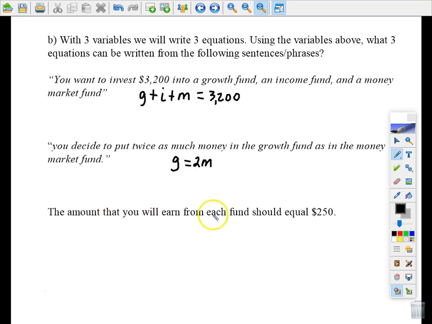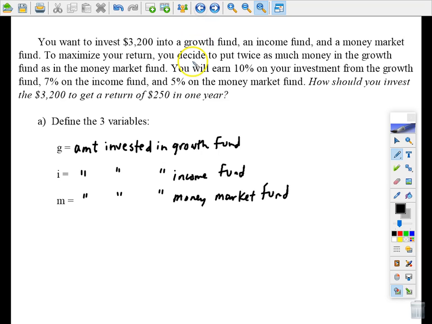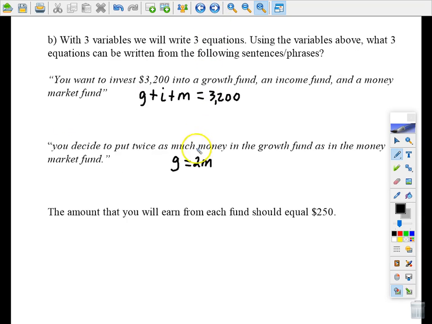Now here's my third one. The amount that you will earn total should equal $250. Well, remember, the whole idea of an investment is to earn money on our investment, and this sentence basically tells us how much we're going to earn on each investment. All right, so how would you represent earning 10% on the growth fund? Well, whatever you invested in growth times 10%. Okay, so 10% times the growth fund.